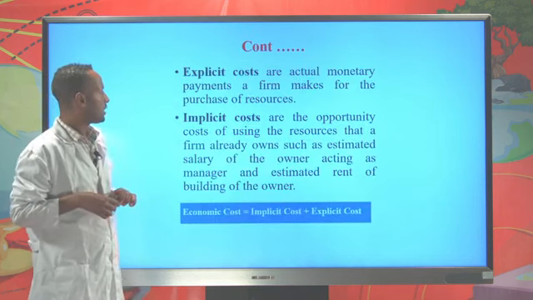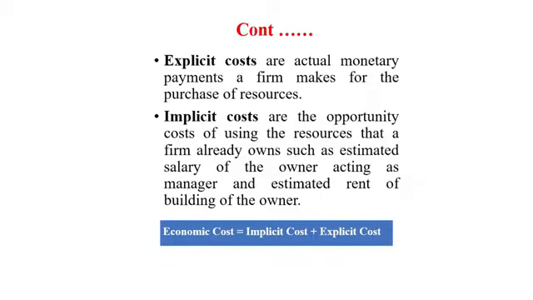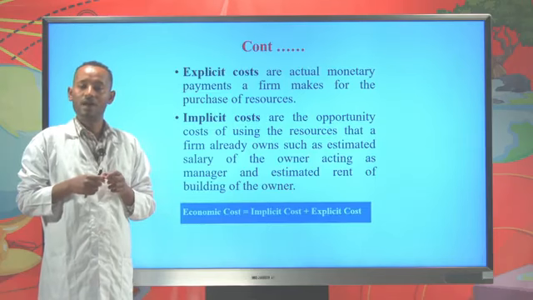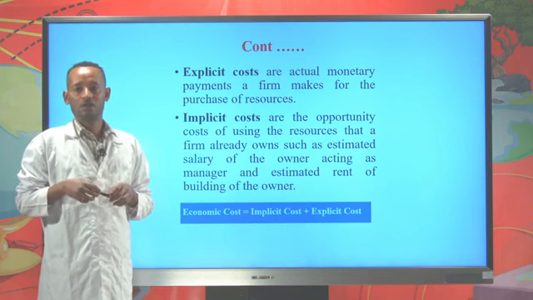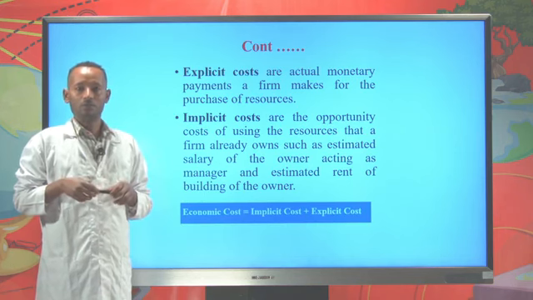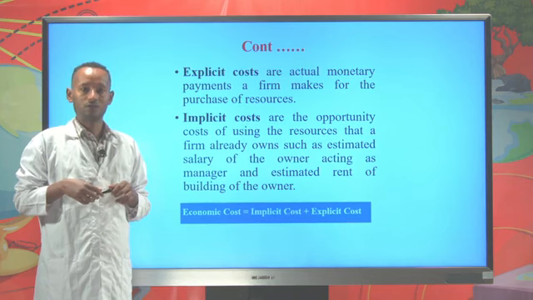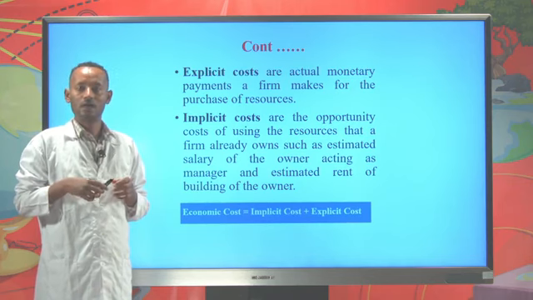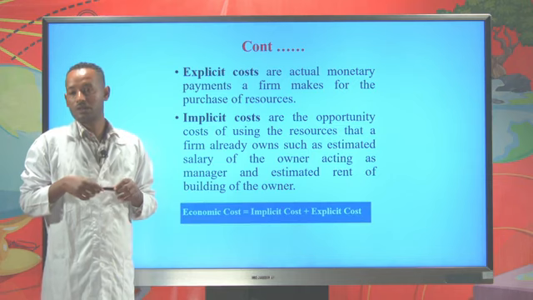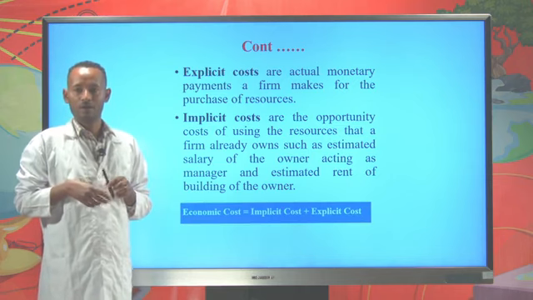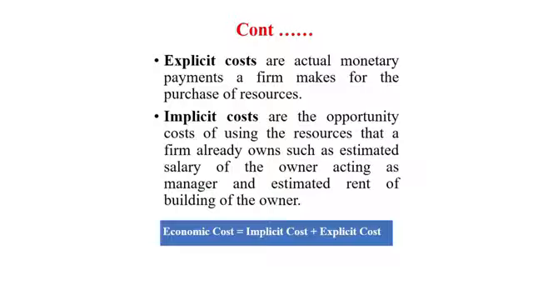Explicit costs are actual monetary payments made by the firm for the purchase of resources. These explicit costs are out-of-pocket expenditures. Expenditures made for the purchase of oil, natural resources, raw materials, and electricity are all considered as explicit cost. But the implicit costs are those costs that are incurred by the owner.